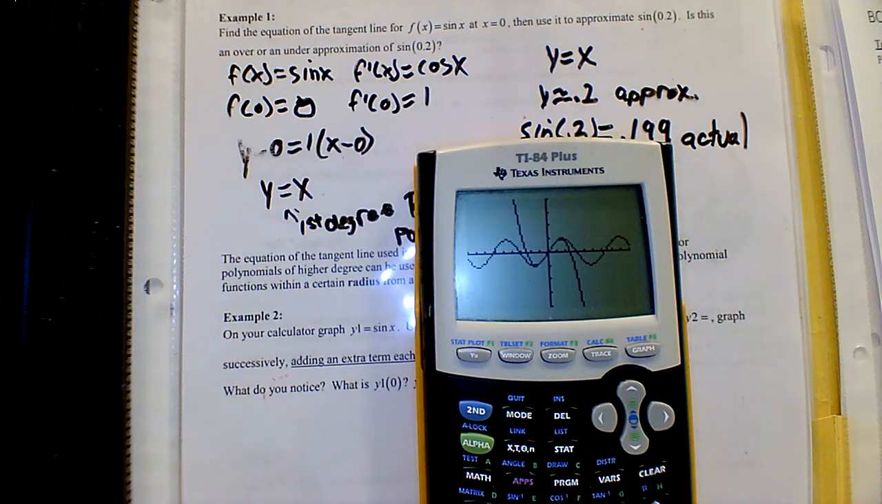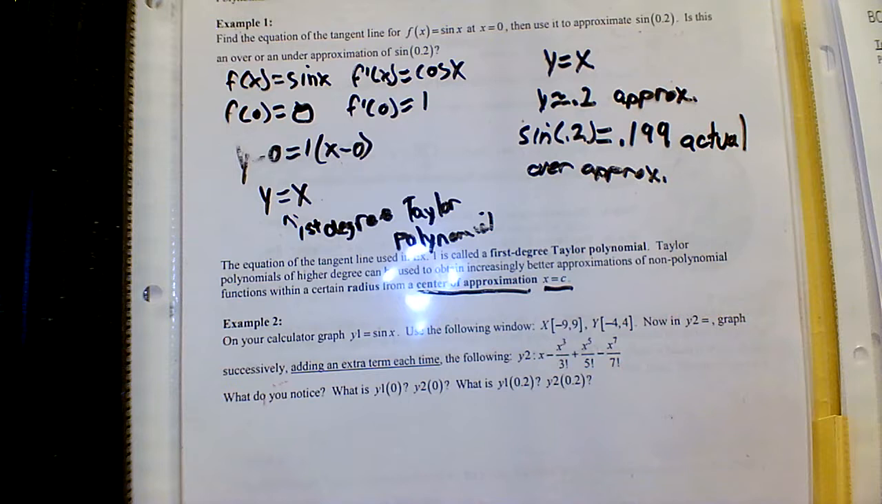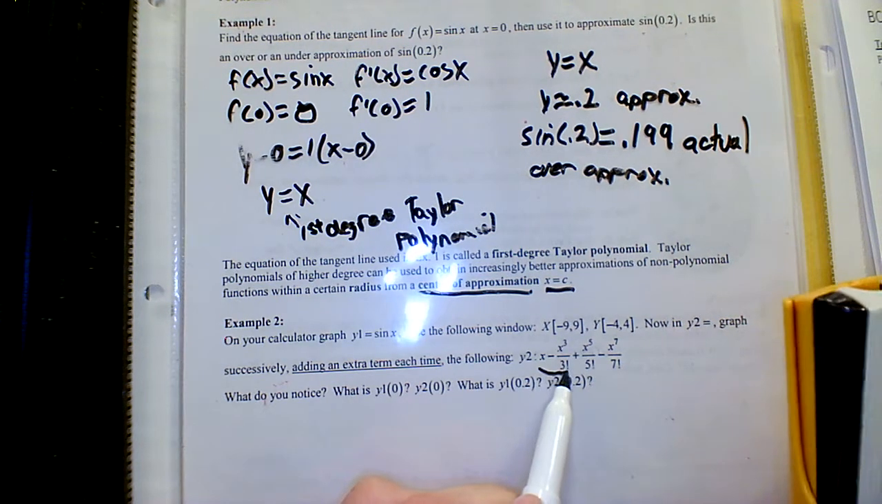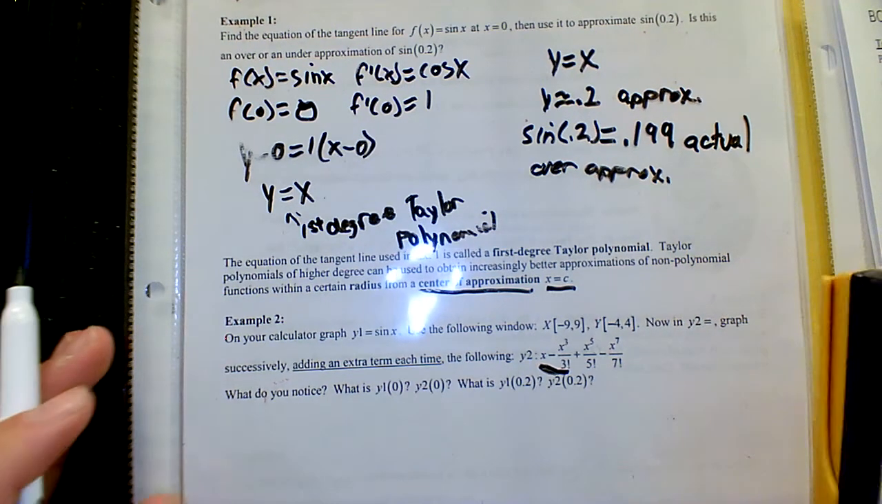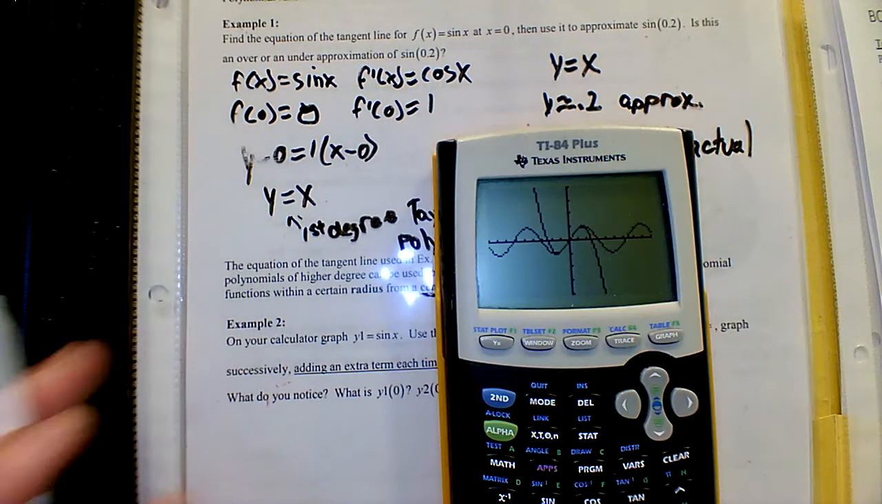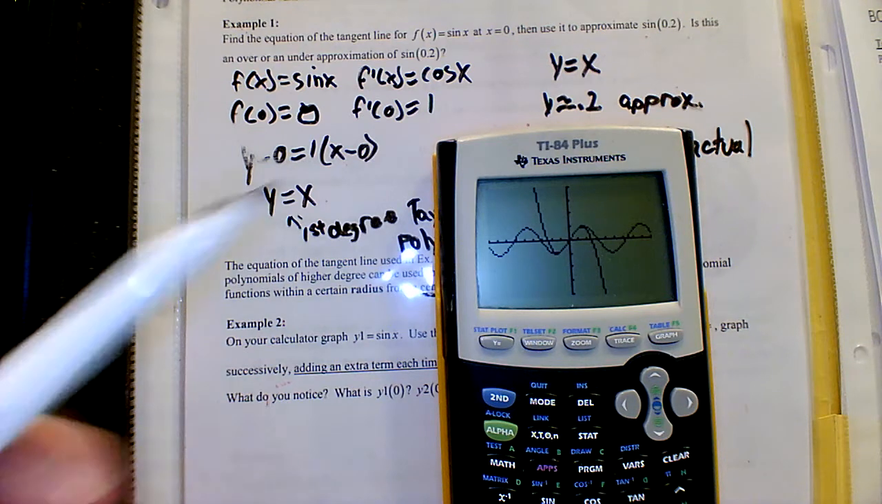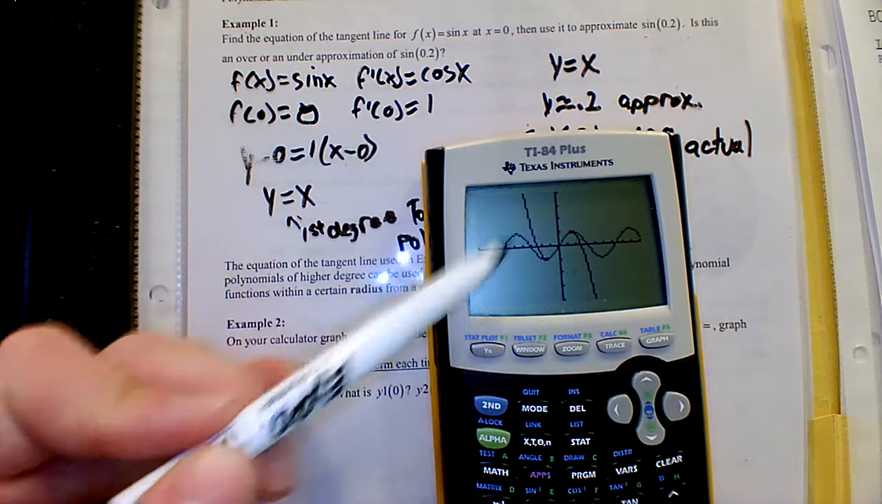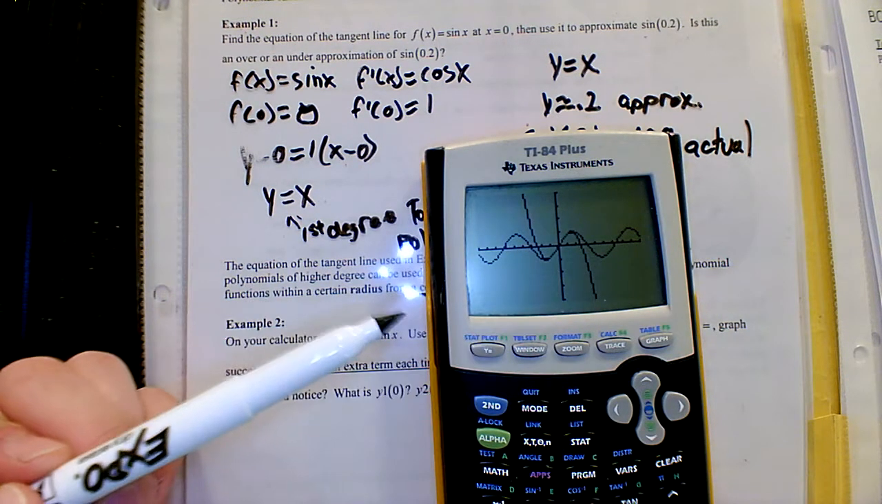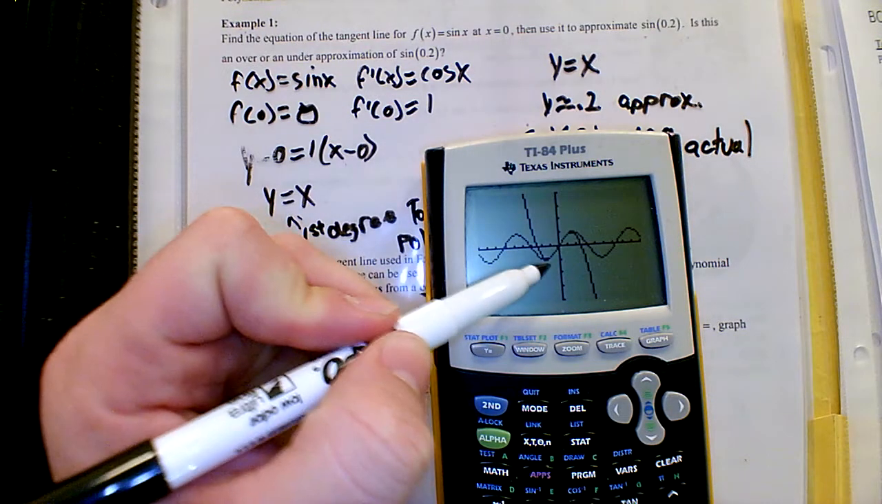So again, this is on your y2. You have the first two terms entered, the x and the minus x cubed over 3 factorial, so we only have those two terms entered so far. And if we look at this graph, we no longer have the line. We still have the sine function. We haven't changed that. But now we have this graph here.